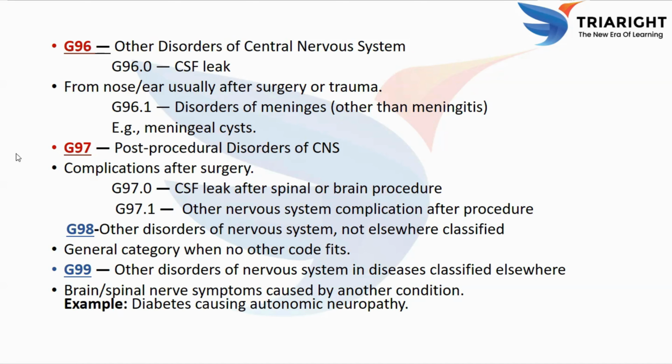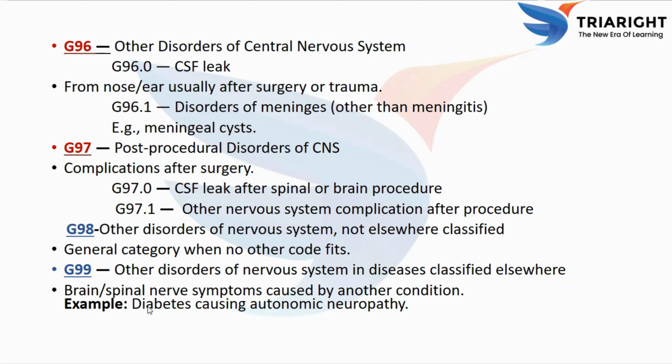So next, coming to code G97, it is for post-procedural disorders of the CNS. So these codes are used for the complications that happen after the surgery or the medical procedures involving the brain and the spinal cord. So G97.0 is for the CSF leak after spinal or brain procedure. For example, CSF leak after the lumbar puncture and also after the brain surgery. So you have to assign code G97 for the post-procedural disorders of the CNS.